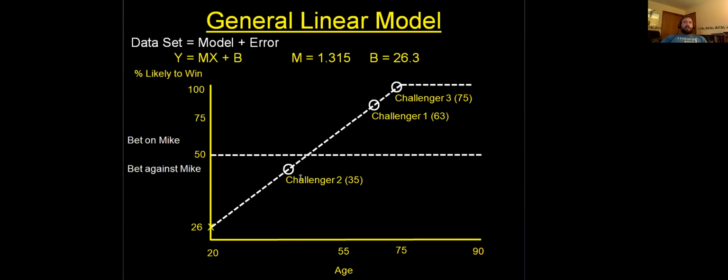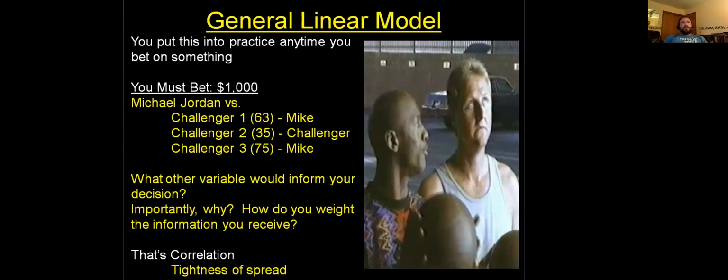Either way, that challenger 2 at age 35, given our model, is on the bet against Mike side. So we look at our model, we bet on Mike against challenger 3, we bet on Mike for challenger 1, and we bet against Mike for challenger 2, and see how it goes. Now, that fits pretty good. Some of the problems with this: we were only working with a variable of age.